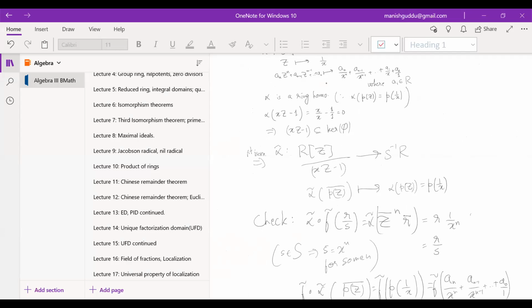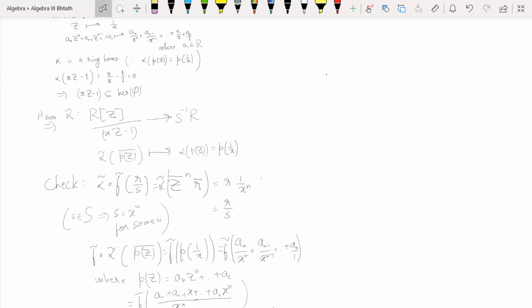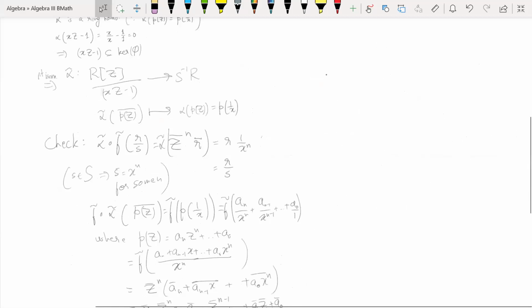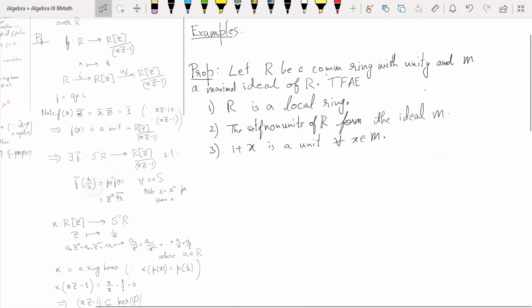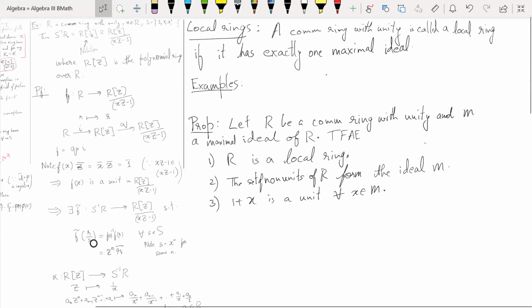Okay, so we are way past the break time, and I wanted a break so that it's easier for everyone to concentrate. But let's skip the break today. I'll just define local rings, give examples, and we'll prove this proposition next time. This part of the discussion will come in more detail next time.